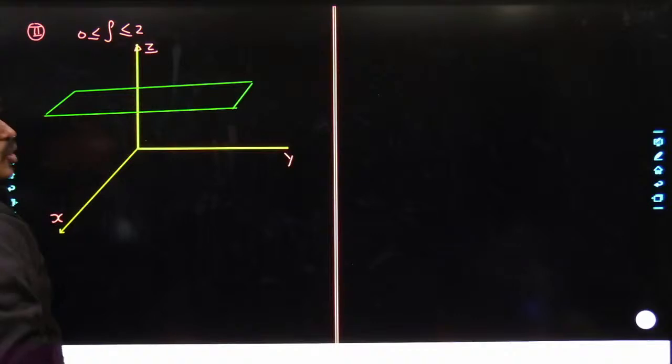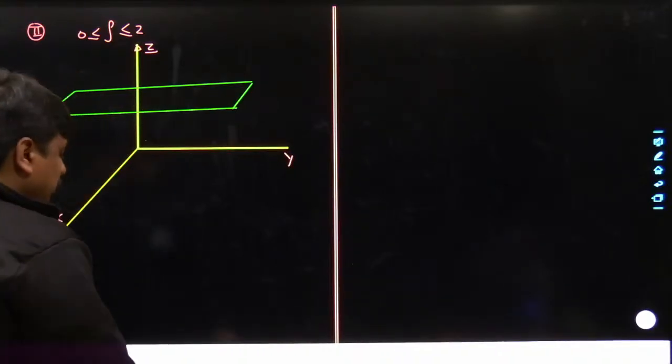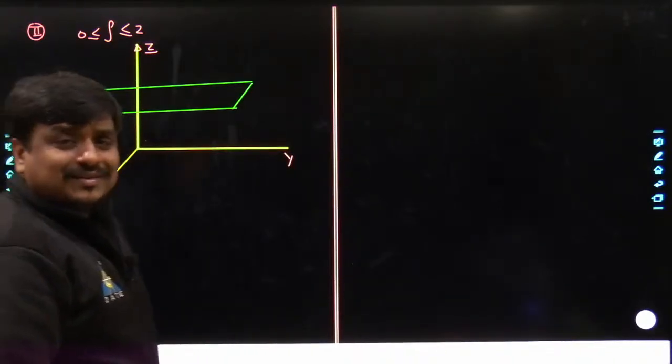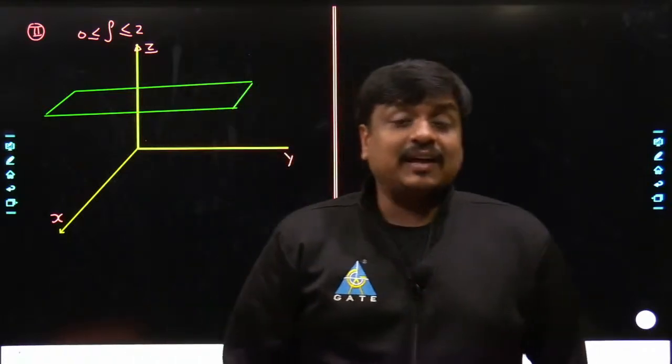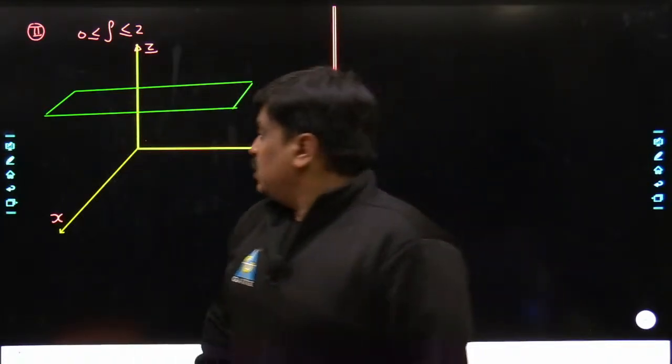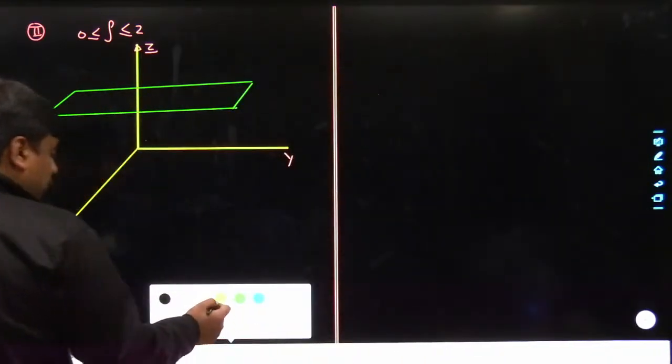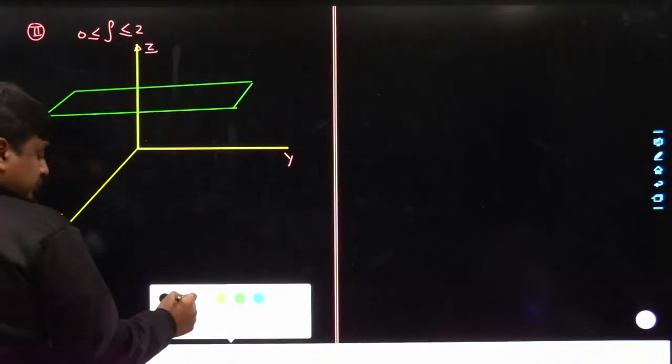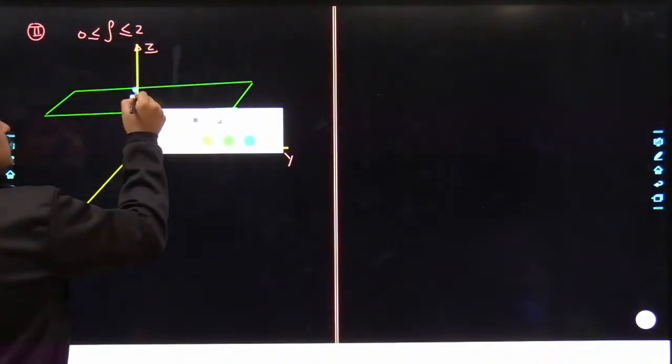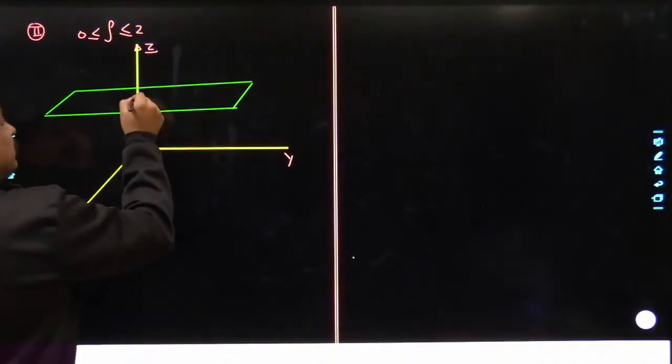Now if I take rho equals 0, what does that mean? Rho equals 0 is a circle centered along the z axis having the radius equal to 0, over the constant z plane. So simply it's going to be a point.